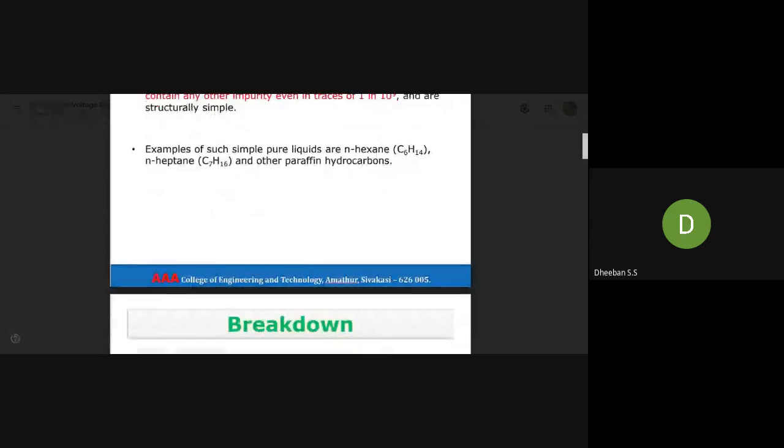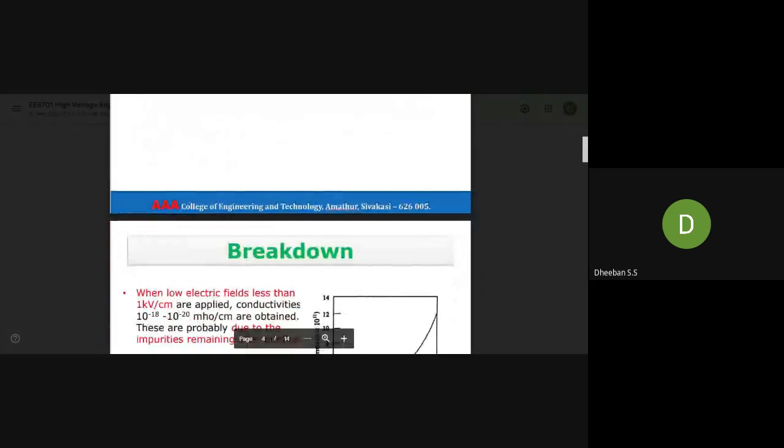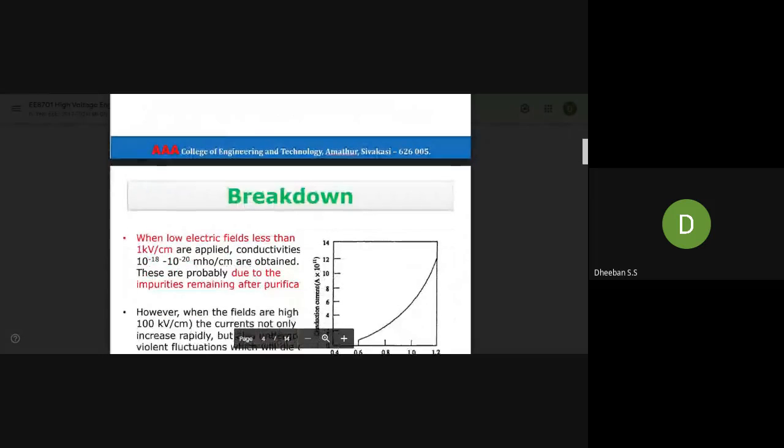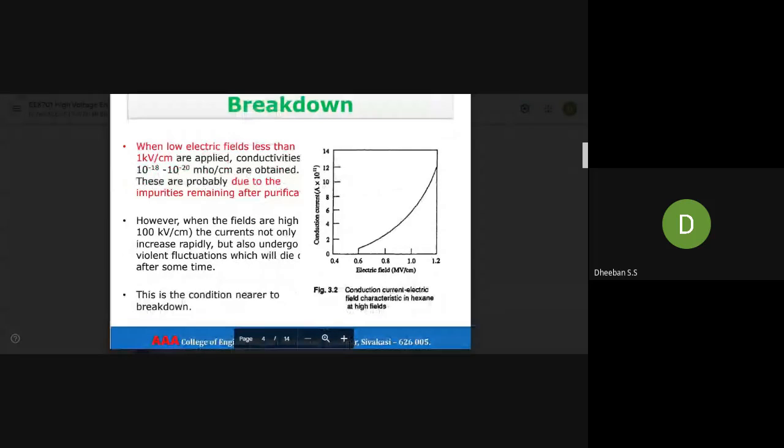Moving on, the next question is: as it is pure, there won't be any conduction, so how might there be a breakdown in these kinds of materials? The thing is that it is similar to the avalanche breakdown in semiconductor devices. For example, if the voltage across silicon goes above 0.3 volt, then the conduction will start. Similarly, here there is a very low electric field, less than 1 kilovolt per centimeter.